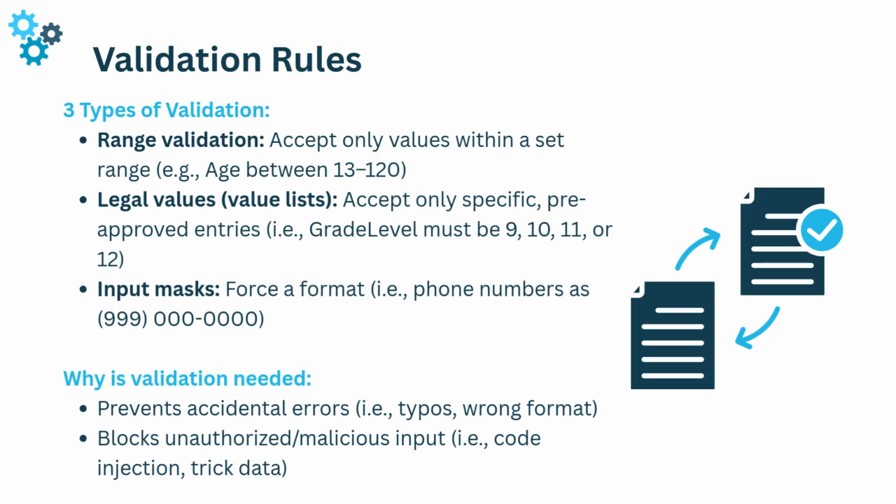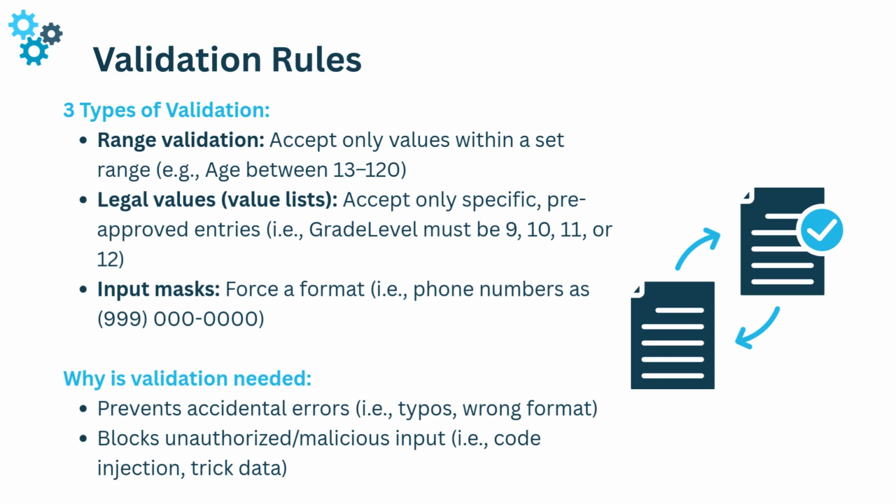Let's discuss 3 types of validation rules that can help protect your database. Range validation. This sets up the database to only accept values within a defined range. For example, you may say the age must be between 13 and 120. It's not going to accept any value that's outside of that range. Legal values accept only specific pre-approved entries. Like the grade level must be grade 9, 10, 11, or 12. It's not going to accept any other grade level.